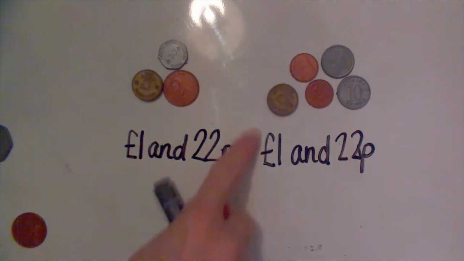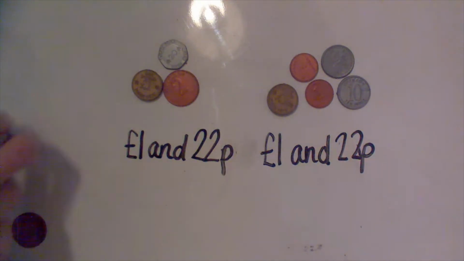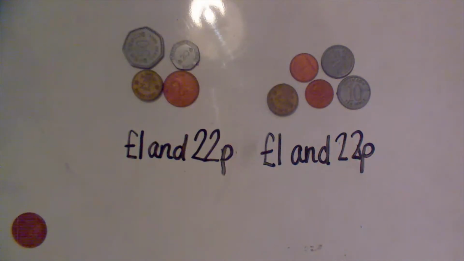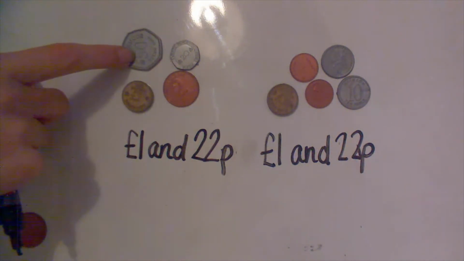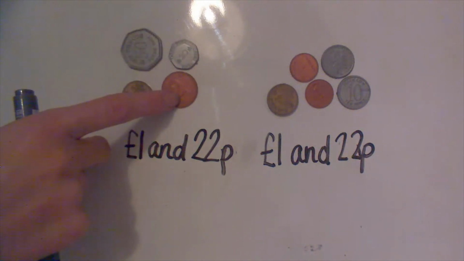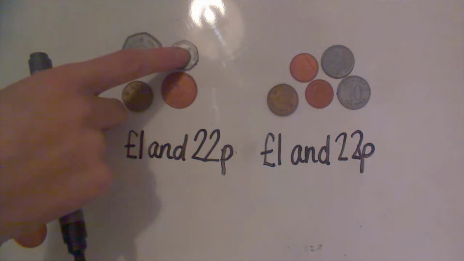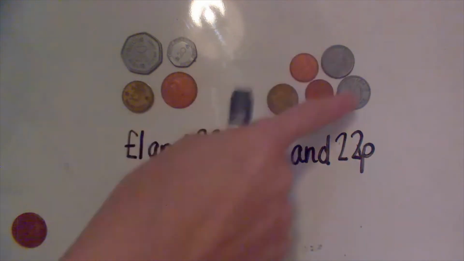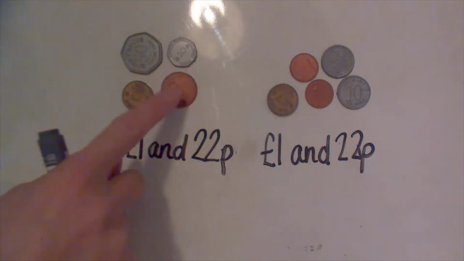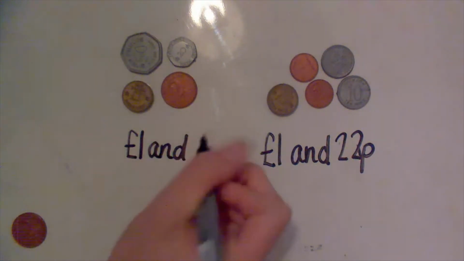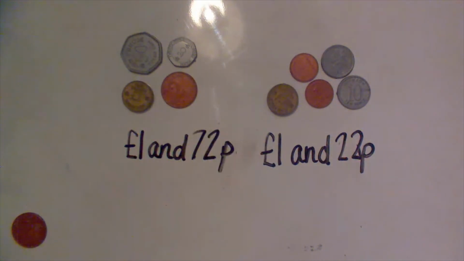Well done. Let's do one more together. I'm going to add this coin to this side. What coin is that? Shout it at me. 50p. Well done. Let's see what that's turned it into. Still got £1. That hasn't changed. 50p, 20p and 2p. 50 add 20. You might notice that from over here, it's the same as two 10p's. So let's count in tens. 50, 60, 70, 71, 72. I've got £1 and 72p.